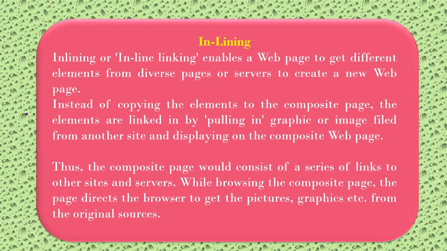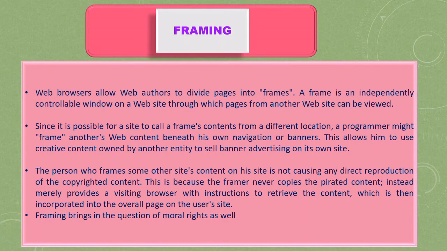So that is there. Another type of copyright issue which is attracted in domain name is related to framing. Now, web browsers allow web authors to divide a page into frames. Basically, a frame is an independently controllable window on a website through which pages from another website can be viewed. Since it is possible for a site to call a frame's content from a different location, a programmer might frame another's web content beneath his own navigation or banner. Now, this allows him to use creative content owned by another entity to sell banner advertising on its own website.